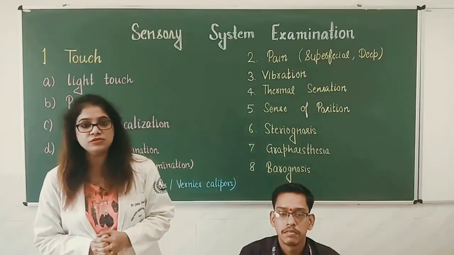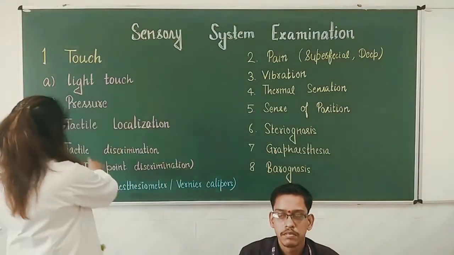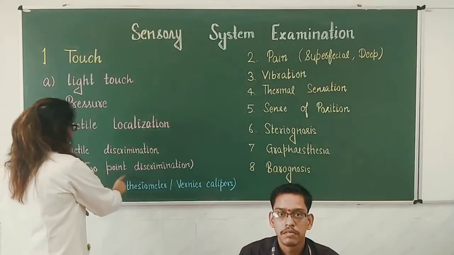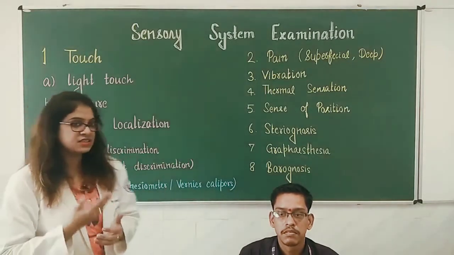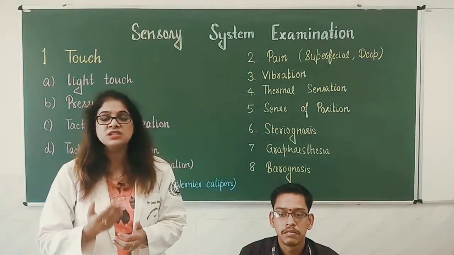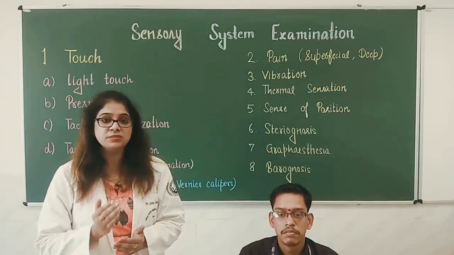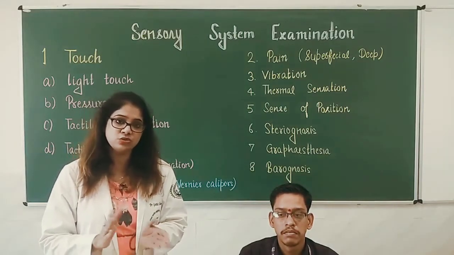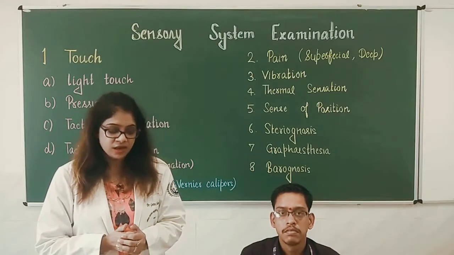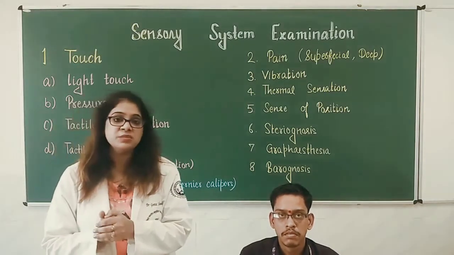The next modality of touch is tactile discrimination, or two-point discrimination. So what is tactile discrimination? Tactile discrimination is the ability to discriminate two closely placed points as two separate points. Okay, so this is tactile discrimination.